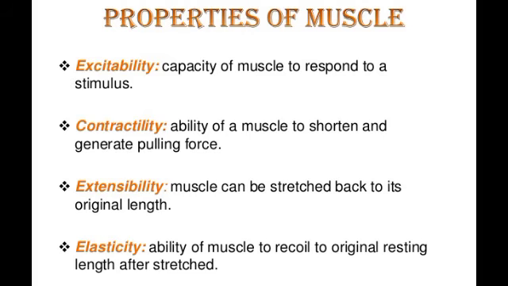Second is contractility. It refers to the capacity of muscles to contract or shorten forcefully. The third is extensibility. Extensibility means that muscles can be stretched to their normal resting length and beyond to a limited degree. The fourth and last property is elasticity. It means that if muscles are stretched, they recoil to their original resting length.